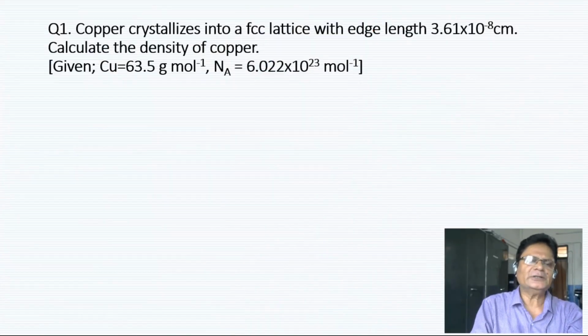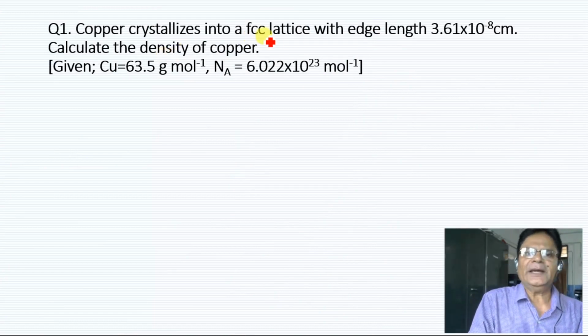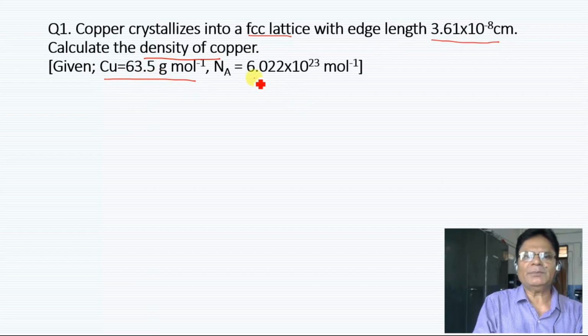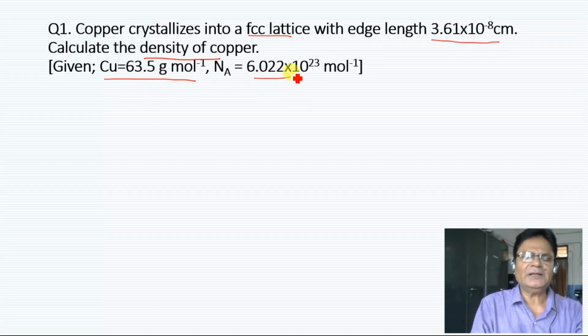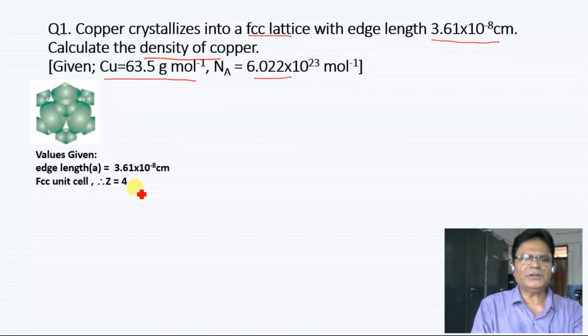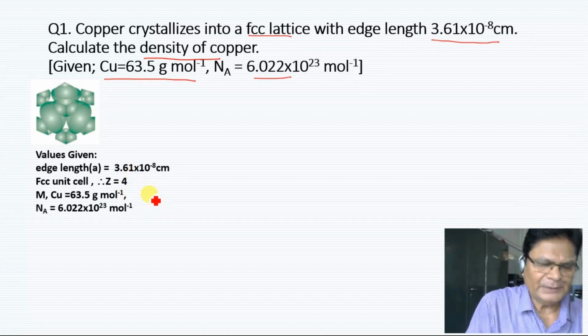Let us look at this numerical problem. Copper crystallizes into FCC lattice with edge length 3.61 into 10 power minus 8 centimeter. Calculate density of copper. Given molar mass of copper 63.5 gram per mole and Avogadro's number is also given. So what are the information given in this question? Values given are edge length 3.61 into 10 power minus 8 centimeter, and because this is FCC unit cell, therefore rank Z is equal to 4, and molar mass of copper 63.5 gram per mole. Avogadro's number 6.022 into 10 power 23 per mole.